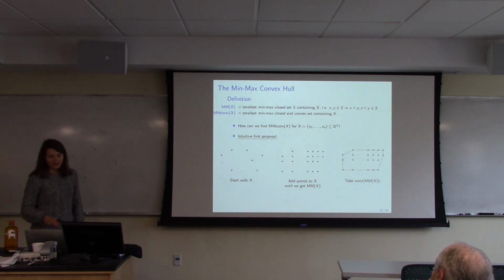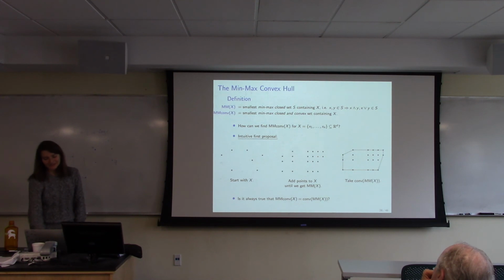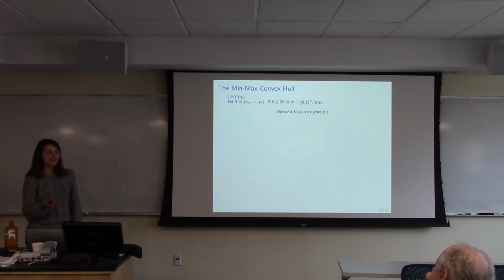Okay? And the question is, is this now both min-max closed and convex? And in this case, it actually is true, so this is not a counterexample. But in general, it's not true, okay? The reason it was hard to even think about it is that it's true in R2, and if X is a subset of the vertices of the unit cube, but it's not true for higher dimensions, okay?